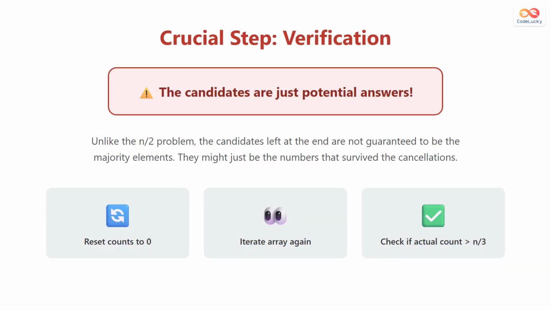There is a very important catch. After the first pass, the candidates we are left with are just potential answers. They are not guaranteed to be majority elements yet. We must perform a second pass over the array to count the actual occurrences of these 2 candidates to confirm they truly appear more than n divided by 3 times.